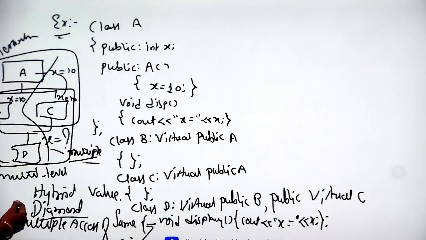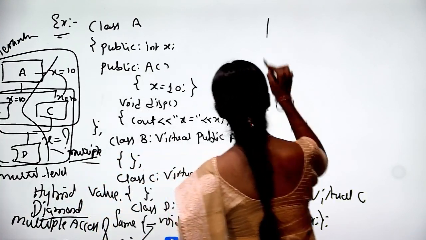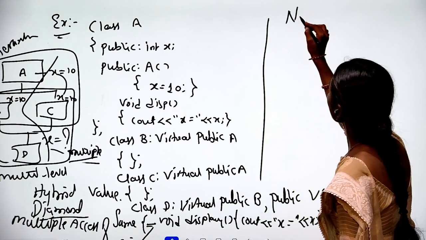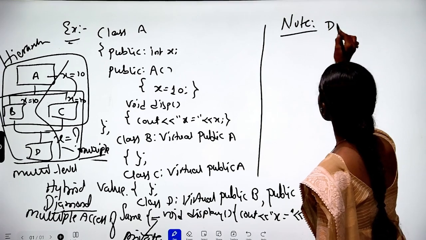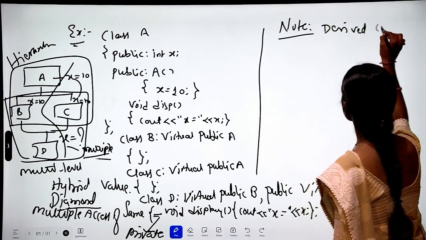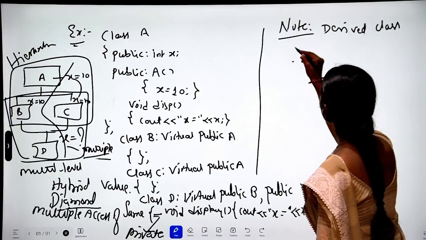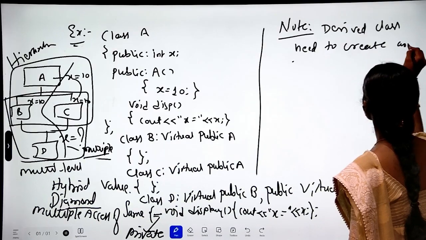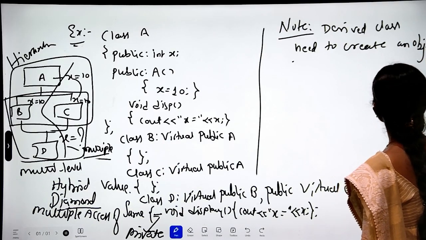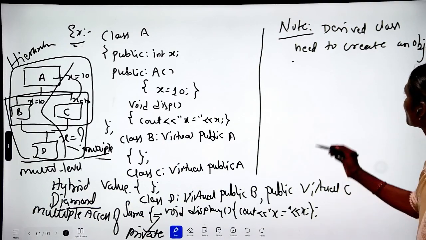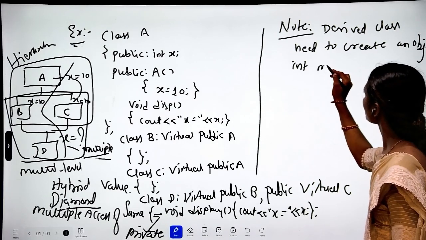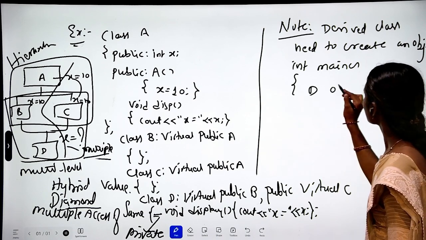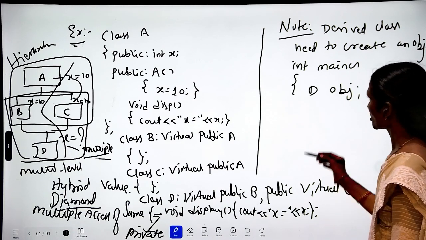Now this is the class which has been taken. Now let's create the object for the class. For which class do we have to create an object? Note, always remember that in inheritance, we create the object for the derived class. For the derived classes, we have to create the object. So int main, we are going to create the object. The object for D is created.